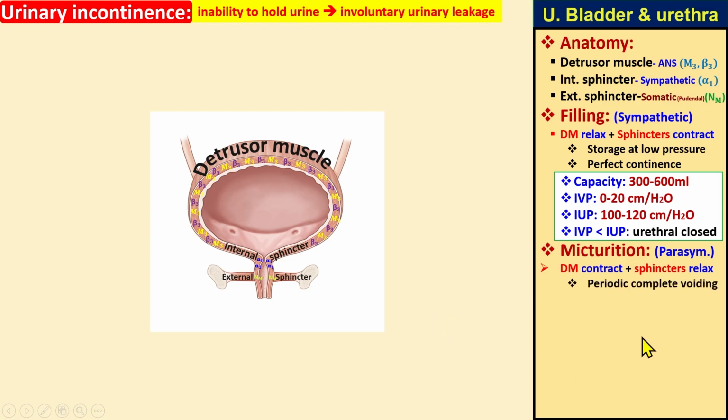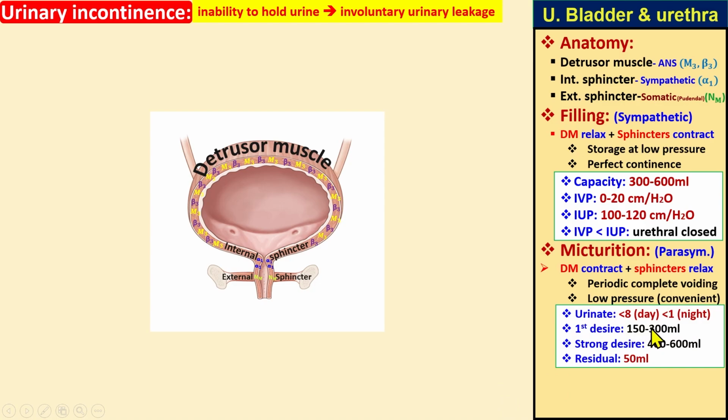What is happening then? You do periodic complete voiding, when you urinate completely, at low pressure, which is convenient. What is normal for the frequency of urination? In the day it should be less than 8, and in the night it should be a maximum of 1, not more than 1. If it's more than 1, it is a symptom of urinary incontinence.